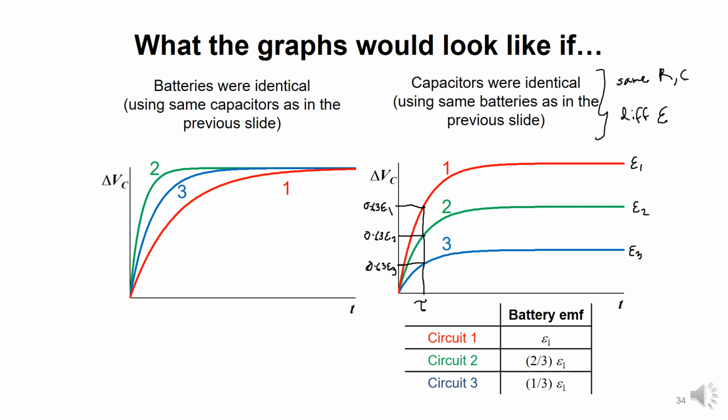Right. So that's another scenario. What happens if you have the same resistors and capacitors but different batteries? Sure. In that case, you start from 0 voltage and go up to the battery voltage, but they change at the same rate. So they go from 0 to 63% in the same amount of time, in the same time constant.